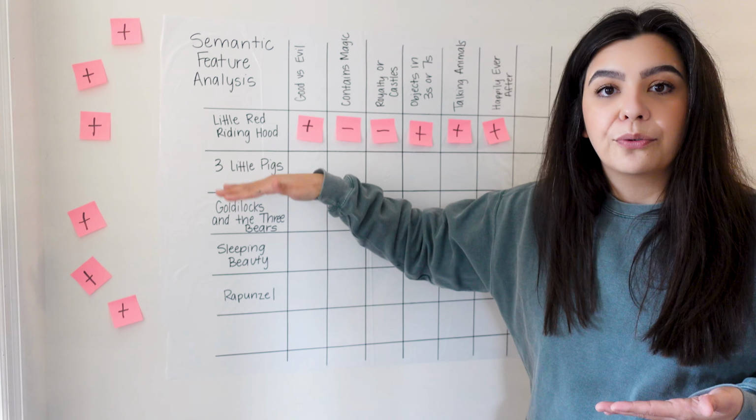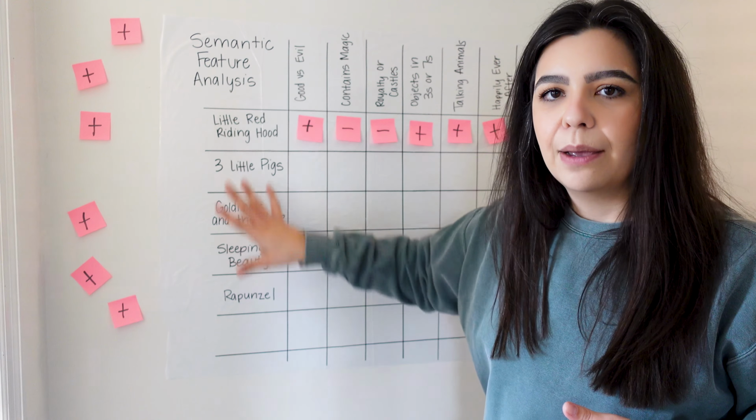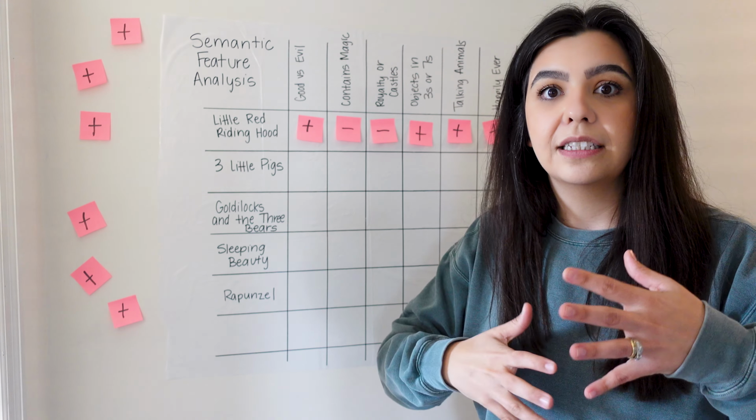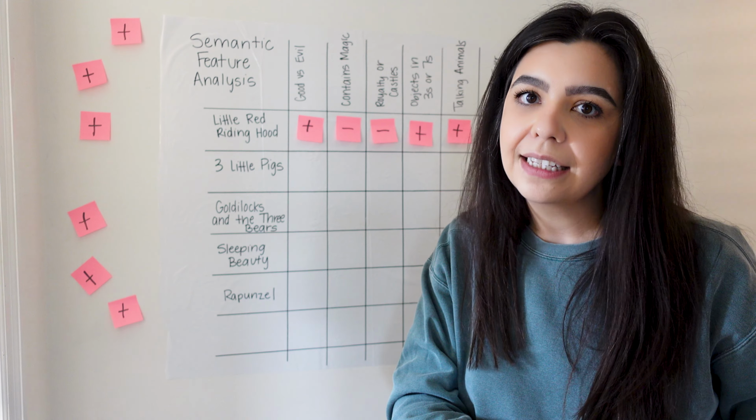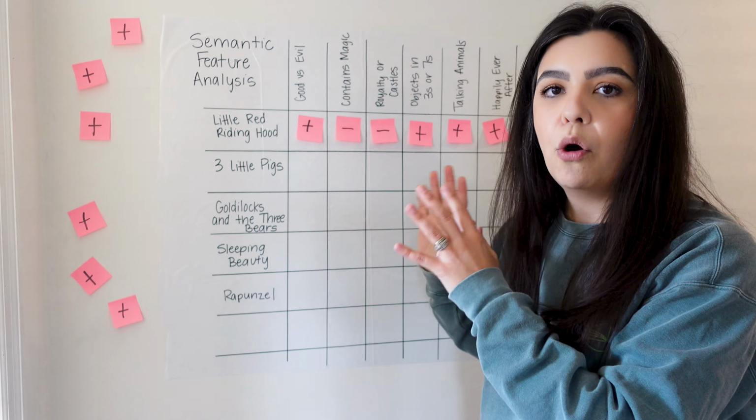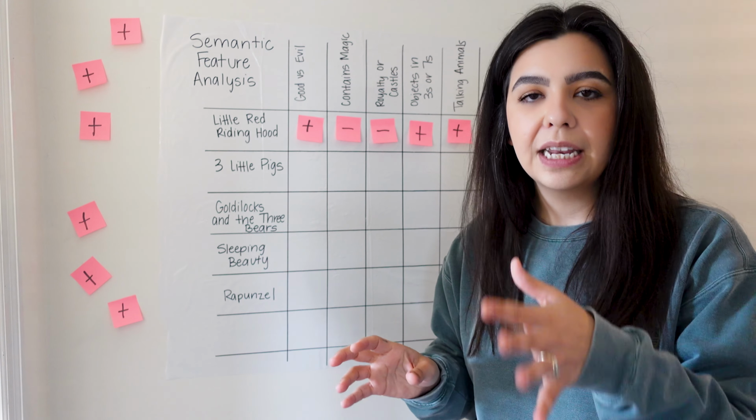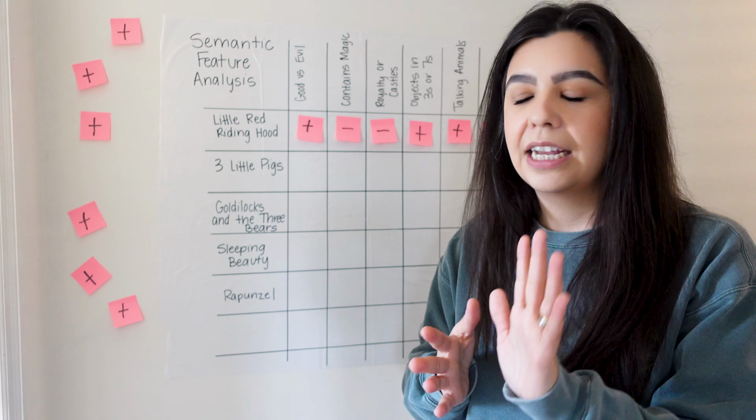Then I would read the 3 little pigs. So this is an example of a feature analysis where it's comparing lots of different texts. You can also have some that only focus on one text, and I'm going to give you an example of what that looks like in just a minute.